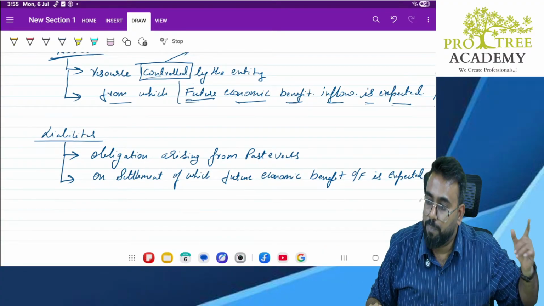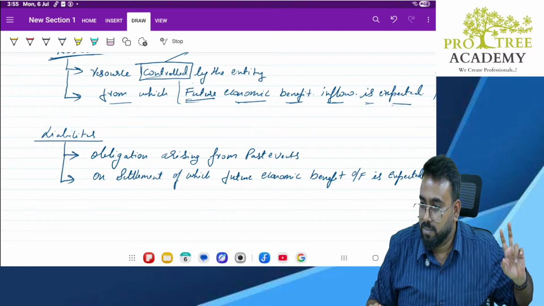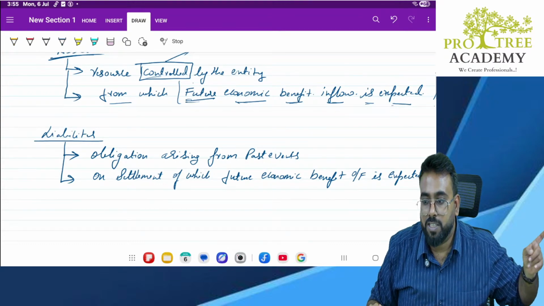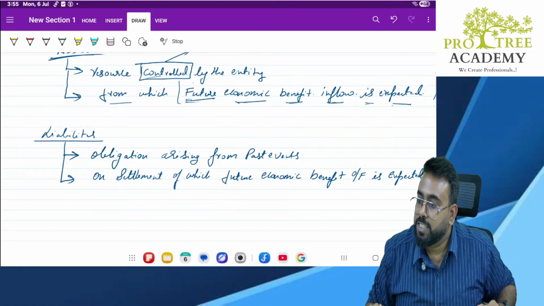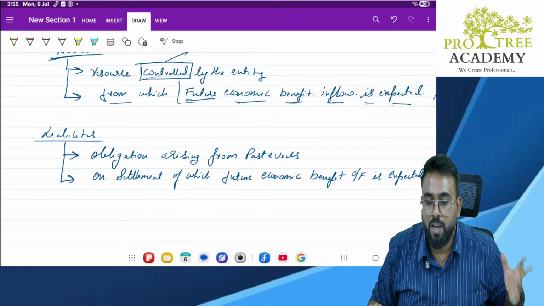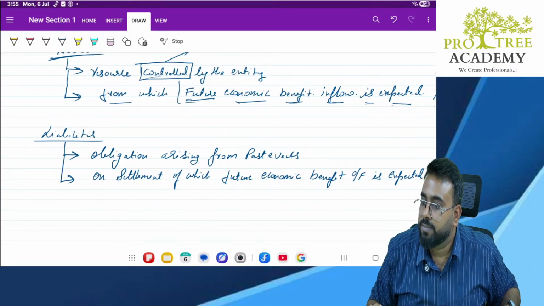Obligation arising from past event. Creditor. Correct? What was the past event? I would have purchased goods from that creditor on credit, on settlement of which future economic benefit outflow is expected. How? By paying the cash or bank.